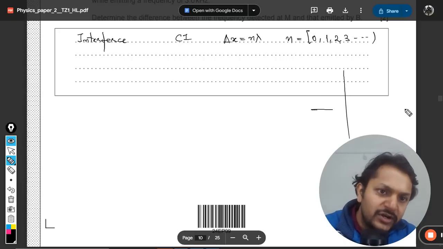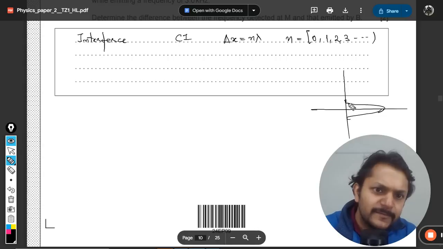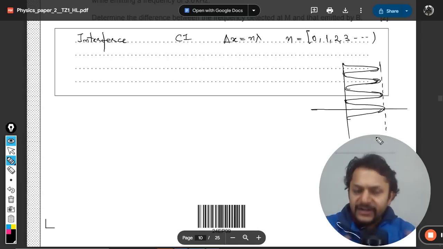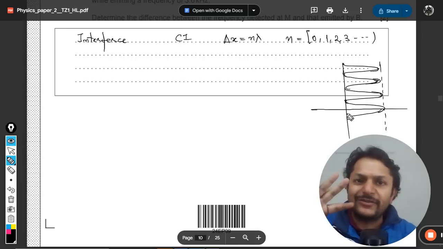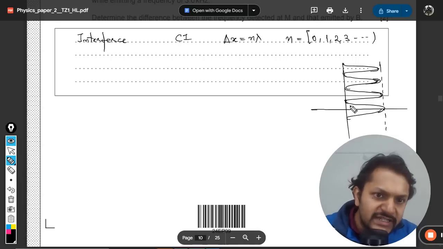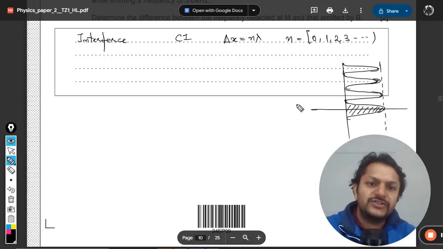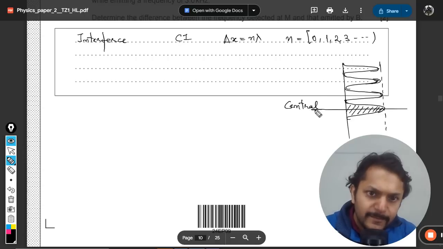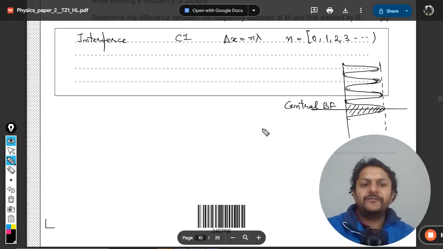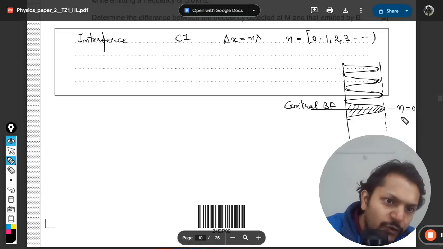And let me draw the pattern for this. It looks somewhat like this. So the peak, this amplitude is not reducing in this. So I'm not considering diffraction. I'm just talking about the fringe pattern which is produced in the interference. So this is the central bright fringe. It is not the first bright fringe. For the central bright fringe, n is equal to 0.